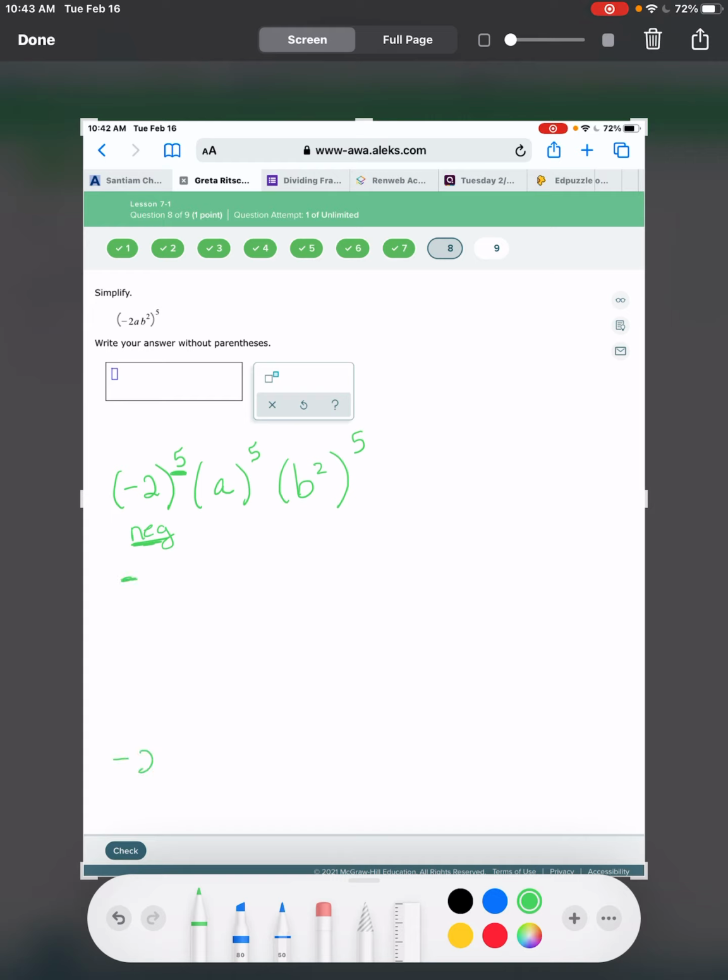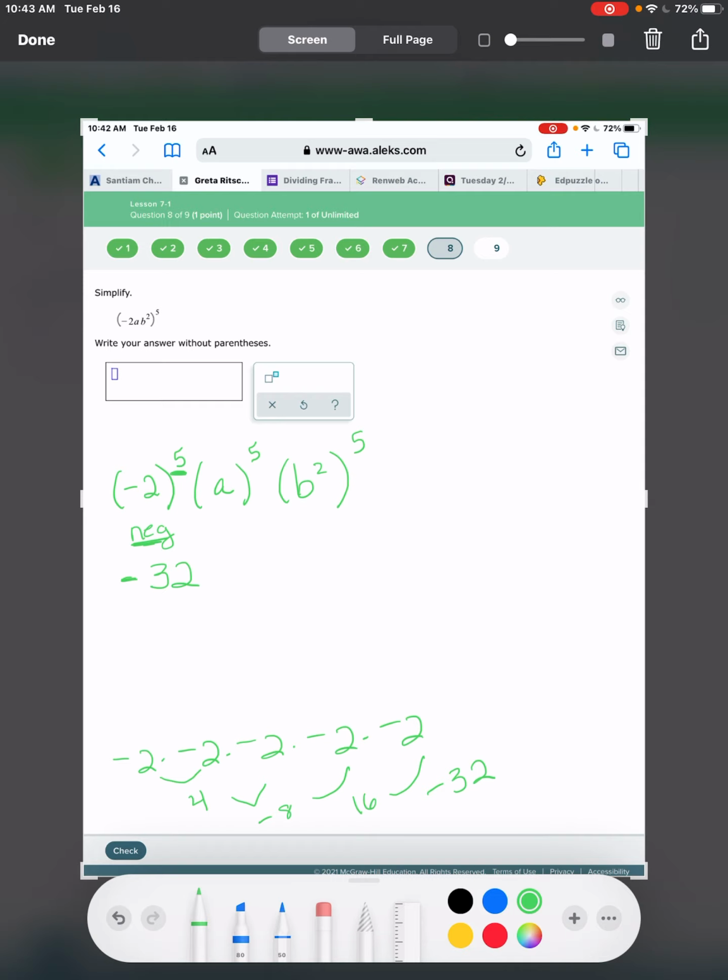This is negative 2 times negative 2 times negative 2 times negative 2 times negative 2. 1, 2, 3, 4, 5 of them. So this is 4. This is negative 8. This is positive 16. This is negative 32. So I can anticipate the negative by knowing that it's an odd number. Odd numbers always come out negative. I just have to figure out what the actual 2 times 2 times 2 times 2 times 2 is, which is 32.